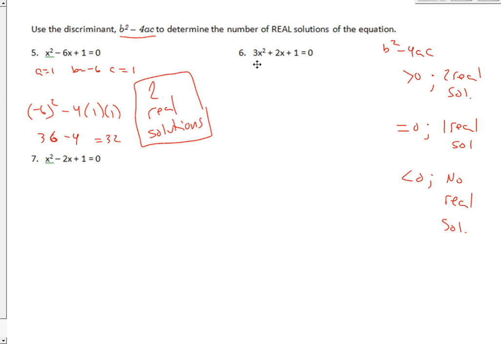For number 6, a equals 3, b equals 2, and c equals 1. So I'm going to plug in, and I get 2 squared minus 4 times 3 times 1. That's going to give me 4 minus 12, which is negative 8. That's a negative number, so no real solutions.